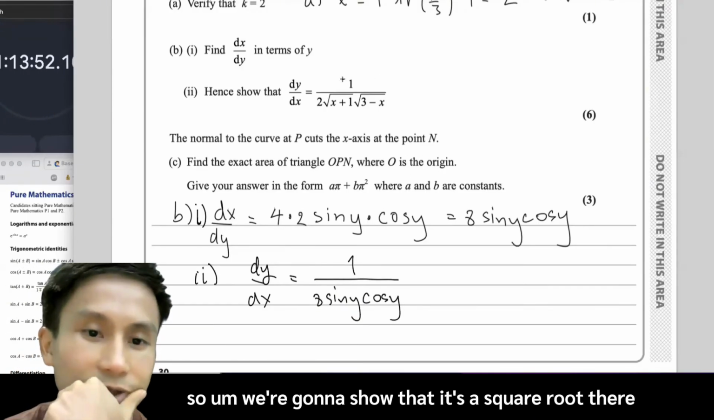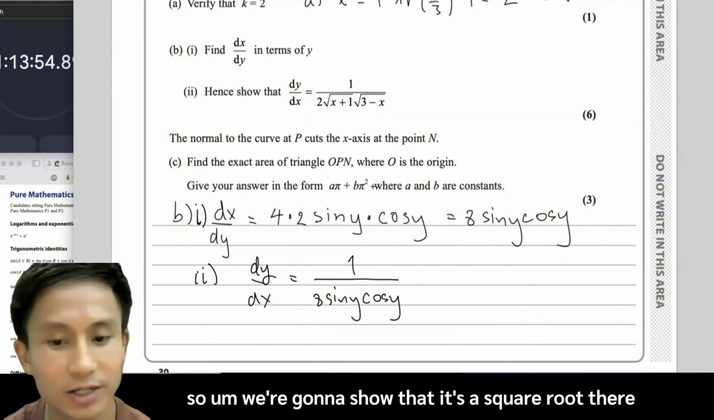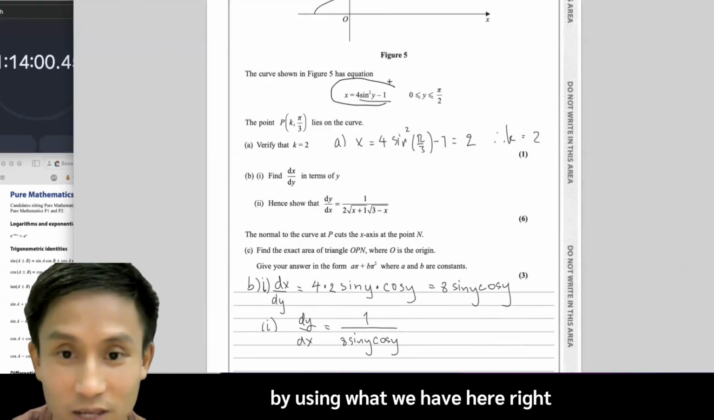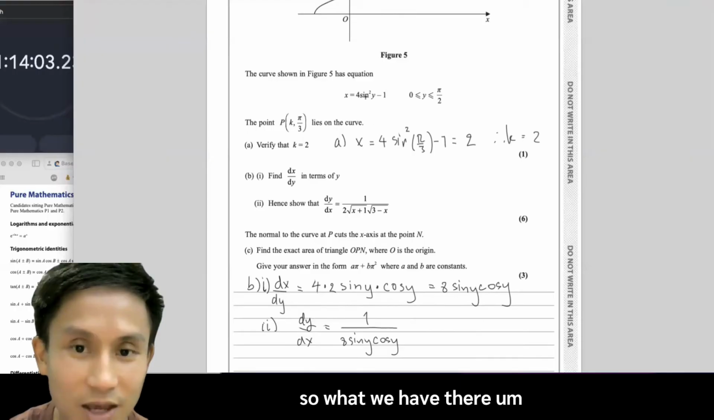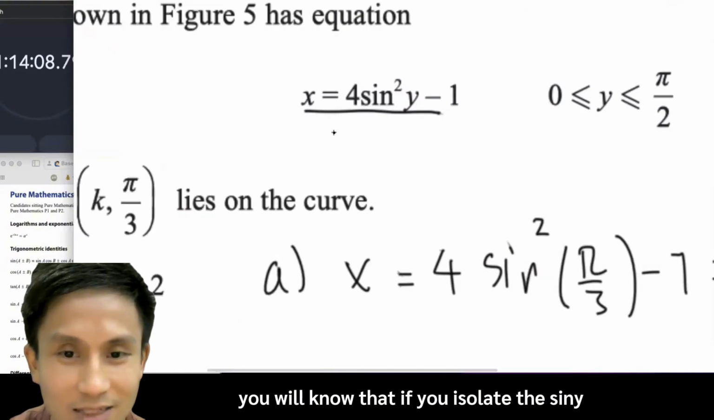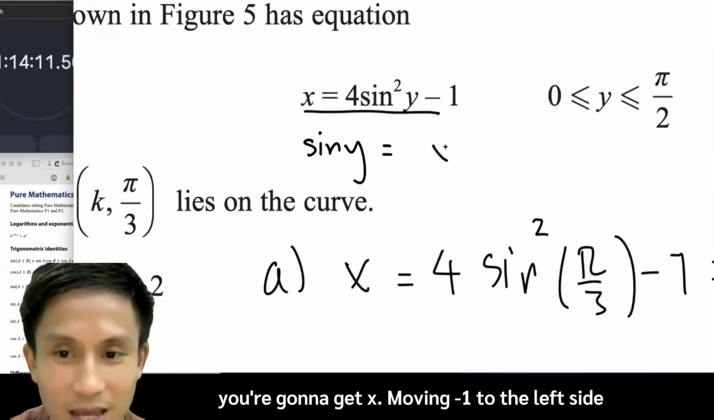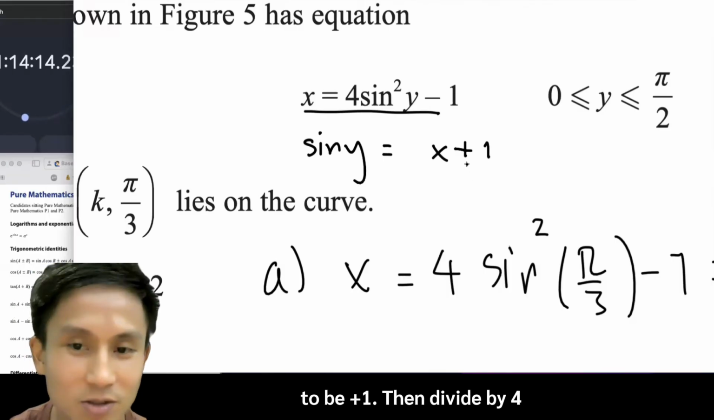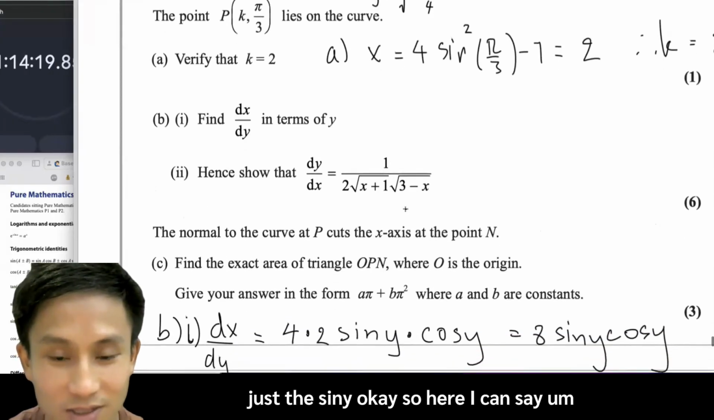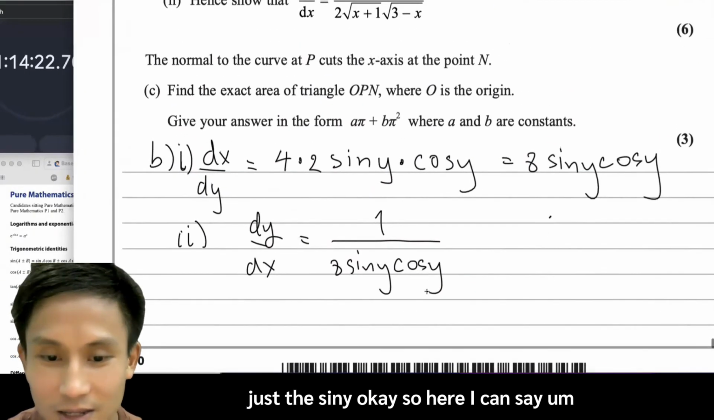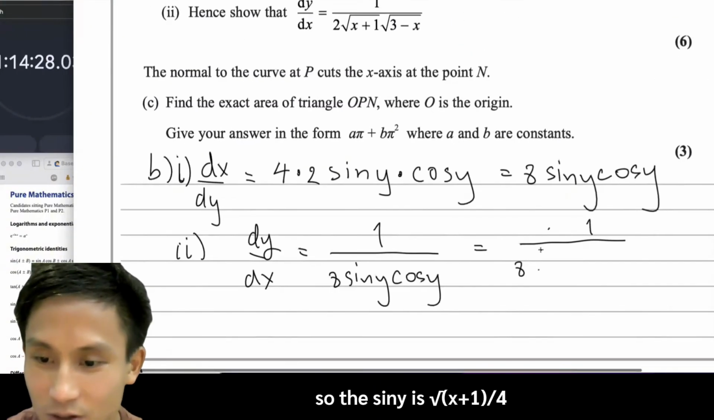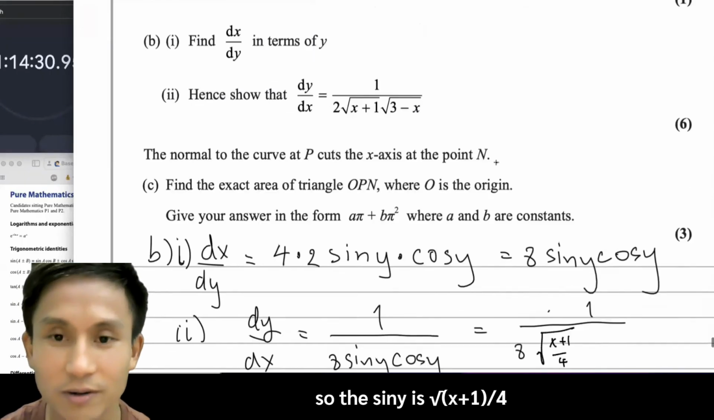We're going to show that there's a square root there. That seems to me like we need to get rid of the trig functions by using what we have here. If you play around with this, you will know that if you isolate the sine y, you move the minus 1 to the other side to become plus 1, then divide by 4, then take a square root. So that is just the sine y. So here I can say it equals 1 over 8, and the sine y is the square root of (x plus 1) over 4.